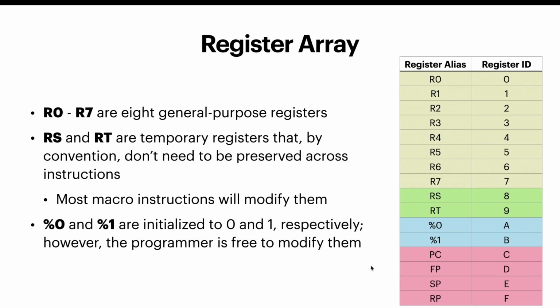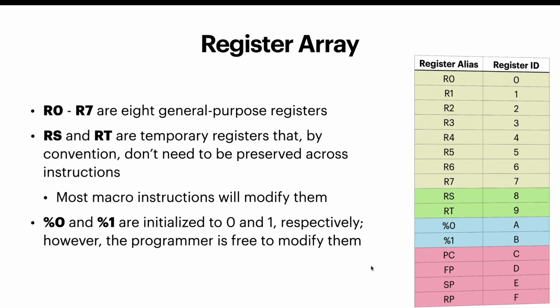Next, I'll go over the register array. R0 to R7 are 8 general-purpose registers. RS and RT are temporary registers that by convention don't need to be preserved across instructions. Most macro instructions will modify them. %0 and %1 are initialized to 0 and 1 respectively. However, the programmer is free to modify them.